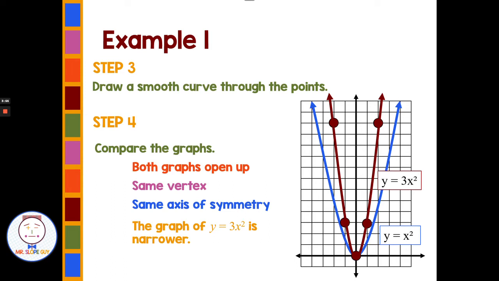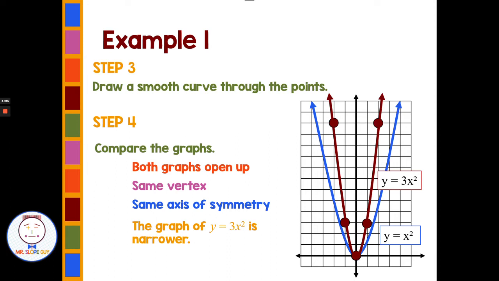If we want to compare that to the parent function, the graph of y equals x squared, we can say both graphs open upward. They both have the same vertex, the minimum point right down here. They have that same point in common at 0, 0. They have the same axis of symmetry. If I drew a line through the middle of both of those parabolas, it goes through that vertex and cuts each into two symmetric parts, so they both have the same axis of symmetry.